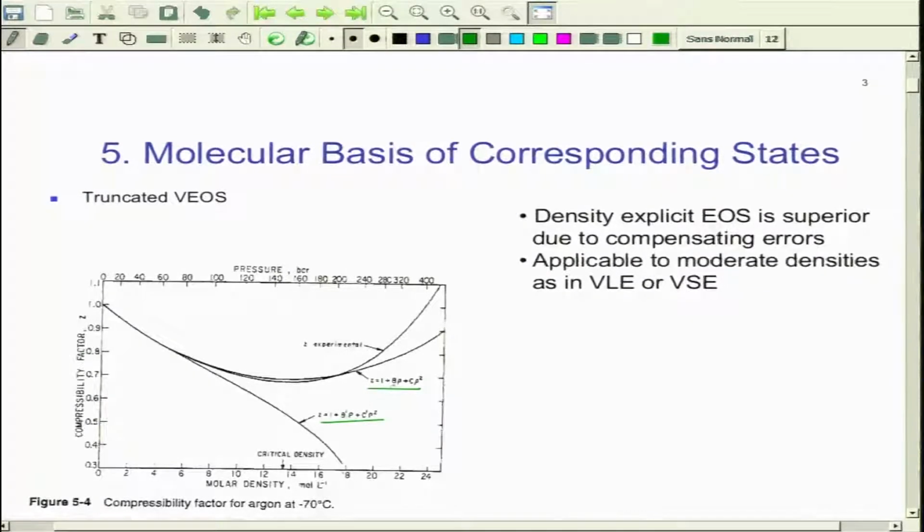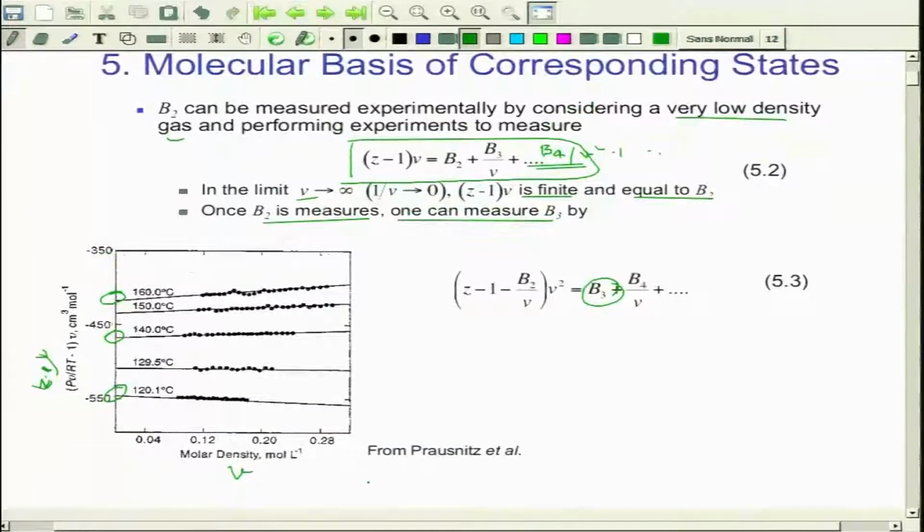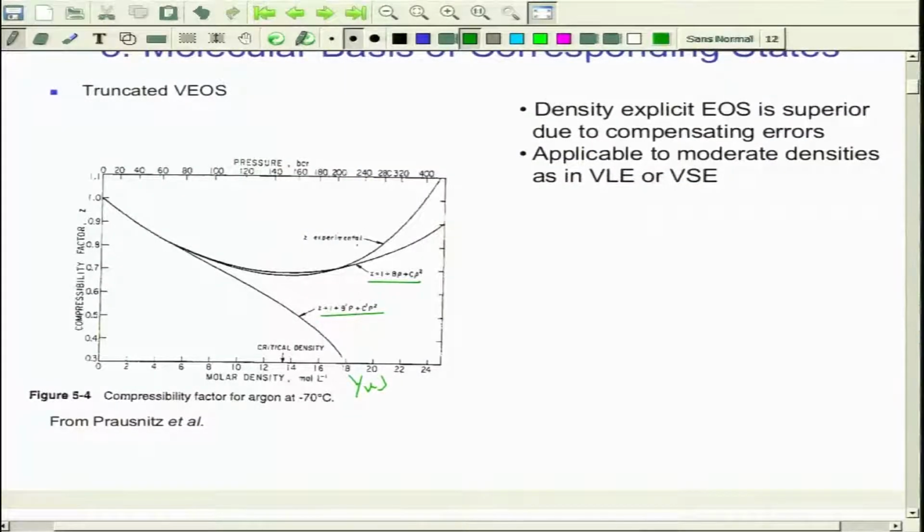In that case, the B's, which we expressed in terms of the Mayer function, this is B's and C's, and the primed ones are basically what you get when you rearrange in terms of the pressure, where rho is nothing but 1 by V. Now we can see clearly, when you plot Z as a function of molar density, which is nothing but 1 by V, this is the experimental one, Z decreases and then increases as you increase the molar density.